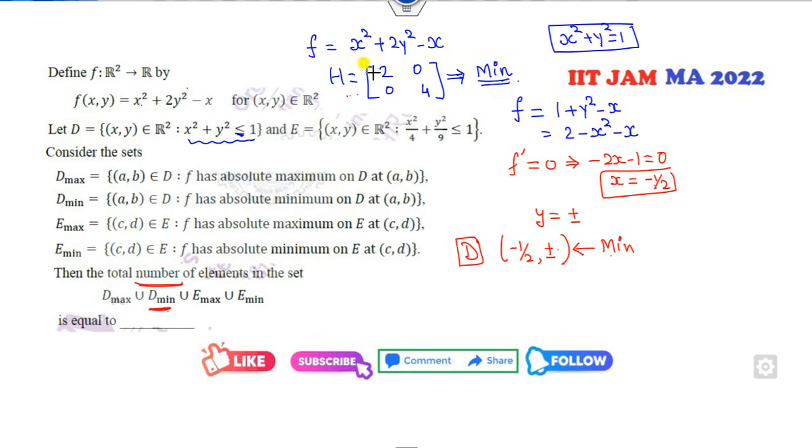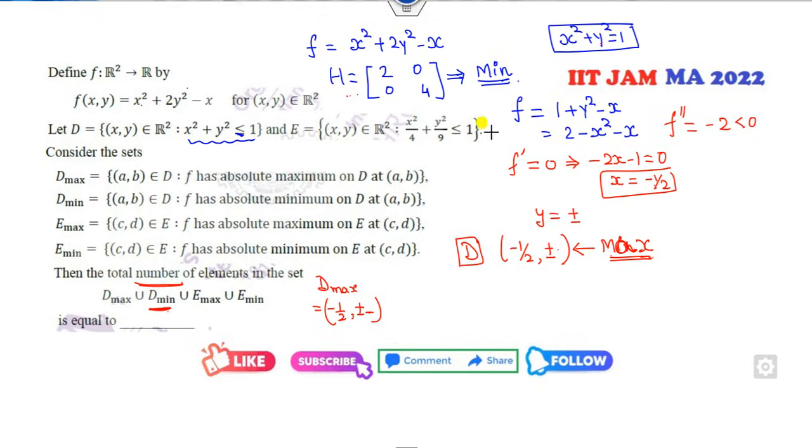Okay, just wait. Is it maxima or minima? What is the second derivative? Second derivative is minus 2, which is less than 0. Sorry, this point is maxima. Fine. So D max will be minus half plus minus whatever the value of this.